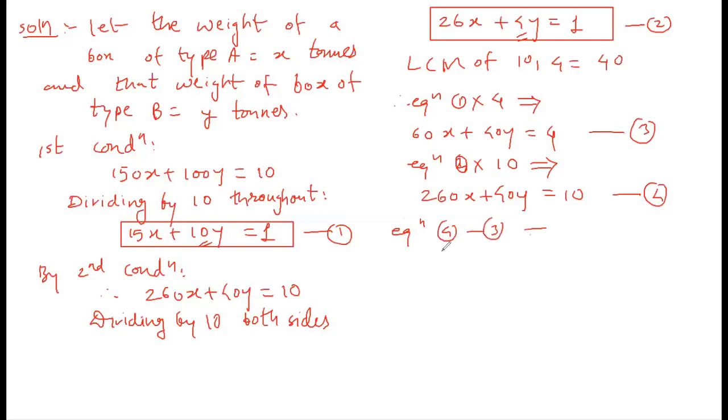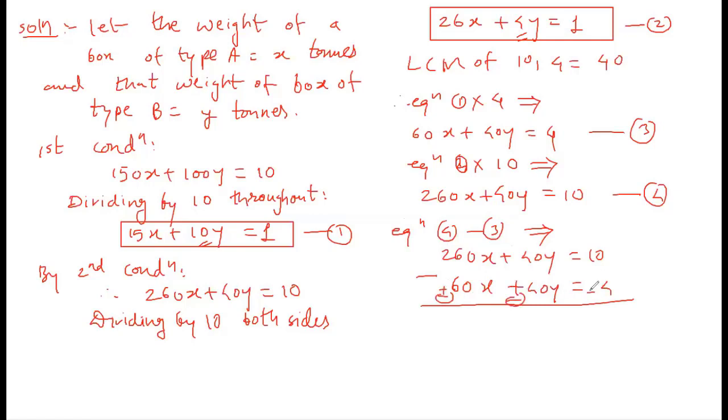So it becomes 260x plus 40y equals 10. Subtracting the third equation, that is 60x plus 40y equals 4. So let me subtract. The sign changes here, the sign changes here, the sign changes here. So 40y minus 40y cancelled. 10 minus 4 is 6. 260x minus 60x becomes 200x.